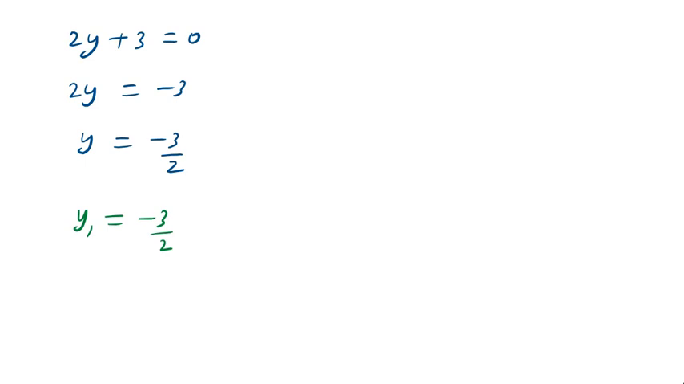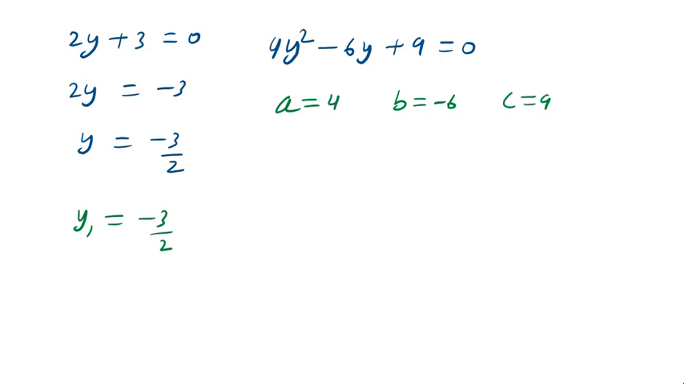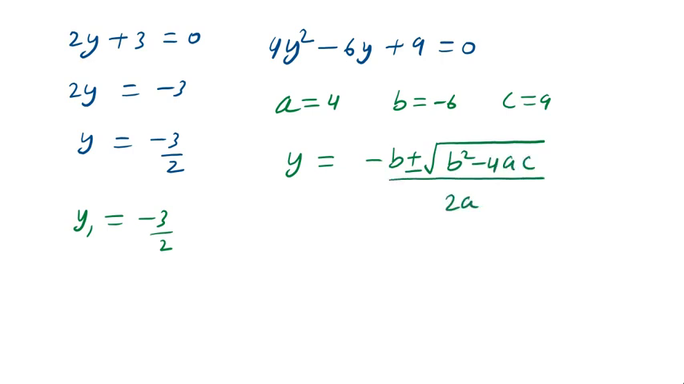4y square minus 6y plus 9 is equal to 0. Here the coefficient of y square is a, so the value of a is equal to 4, and the coefficient of y is b, so b is equal to minus 6, and the constant term is 9, so c is equal to 9. And we know the quadratic formula: y is equal to minus b plus minus square root of b square minus 4ac, over 2a.